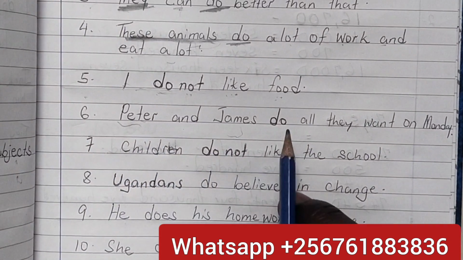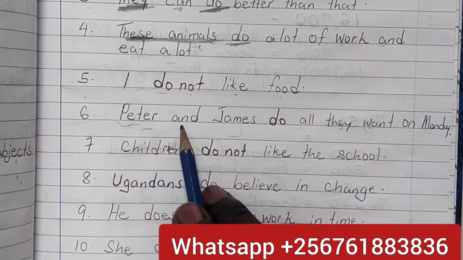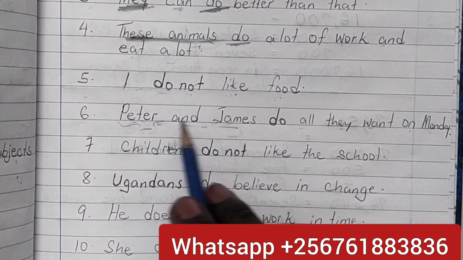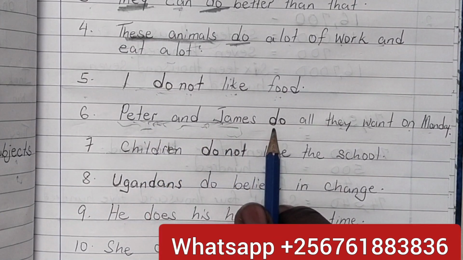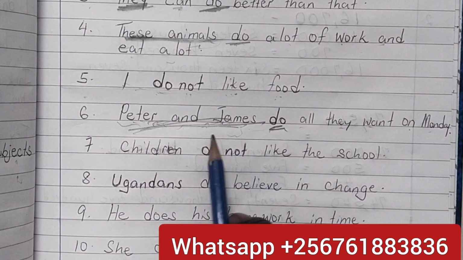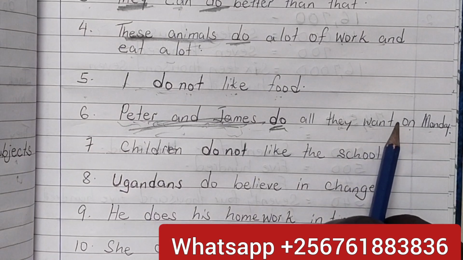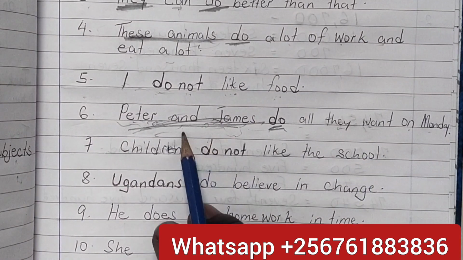Peter and James do all they want on Monday. Peter and James are many, plural. For plural, we use do. Peter and James do all they want on Monday. They do what they want on Monday. Number 7.